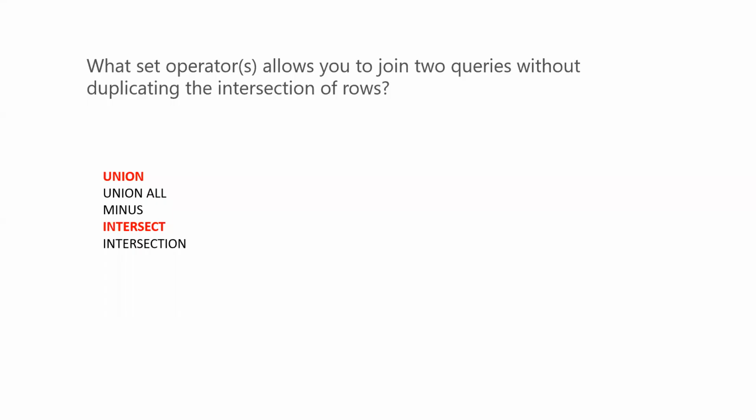Something was wrong. So set operators union and intersect allow you to join two queries without duplicating rows. Okay, you might have thought union all, but union all will duplicate rows. Union and intersect do not. Okay.